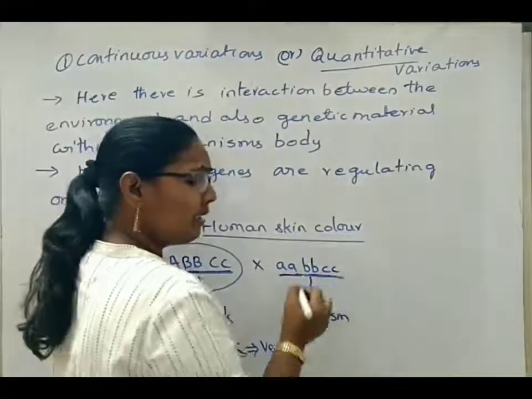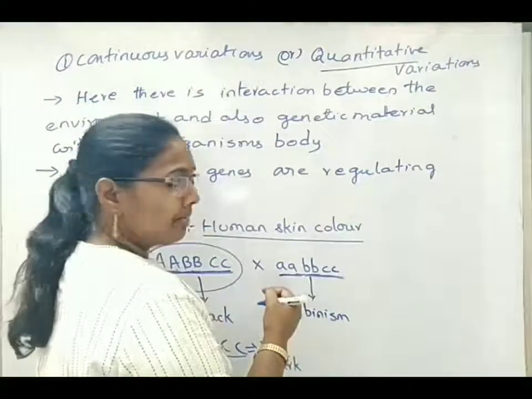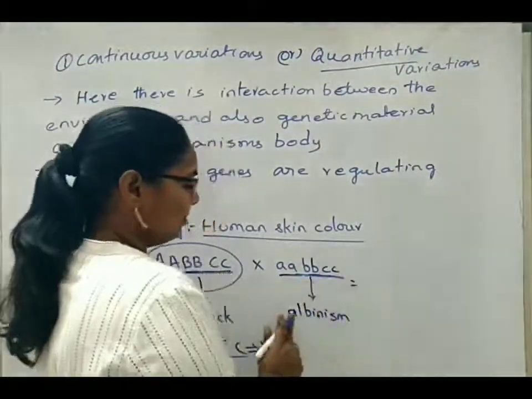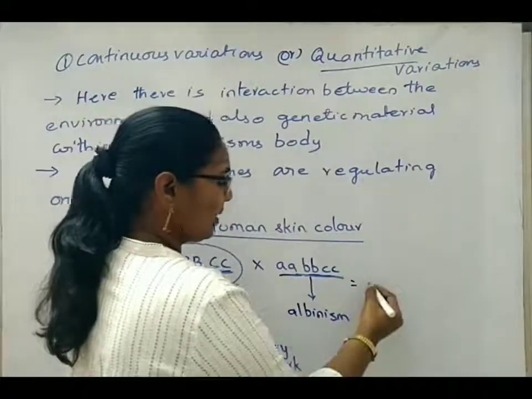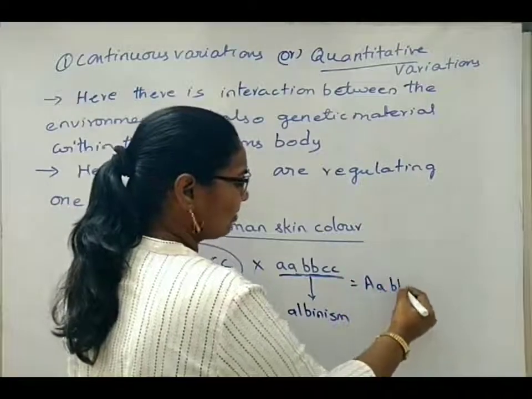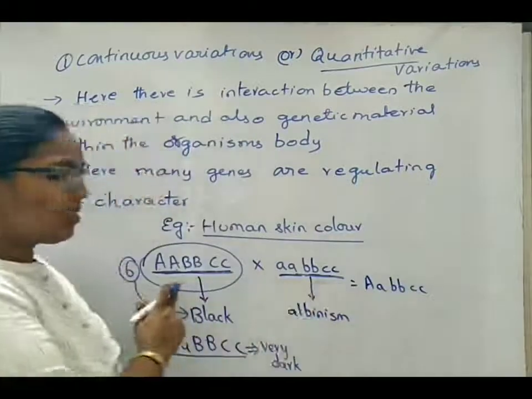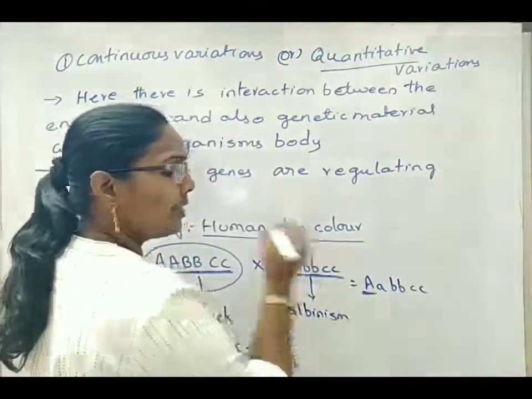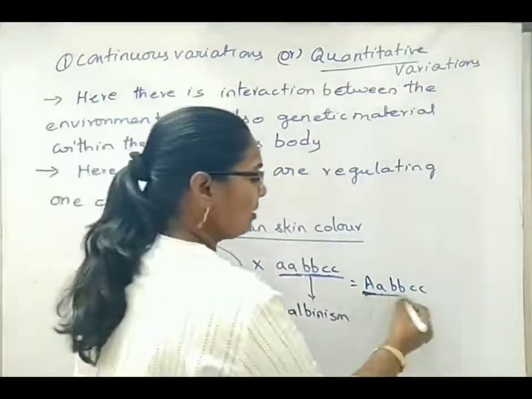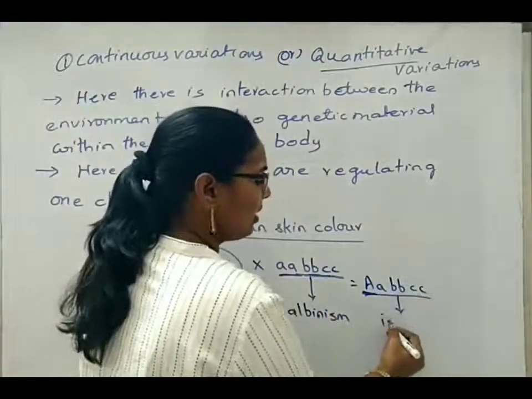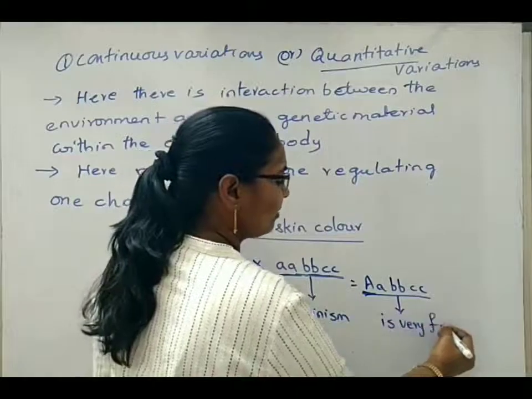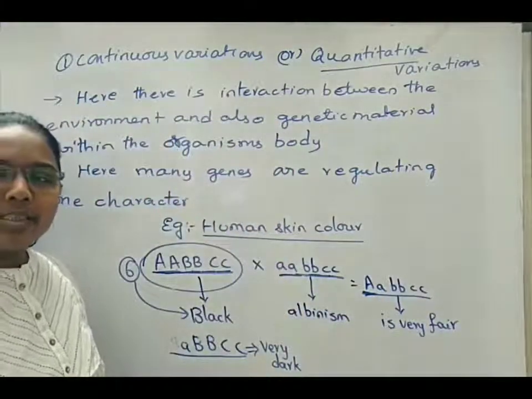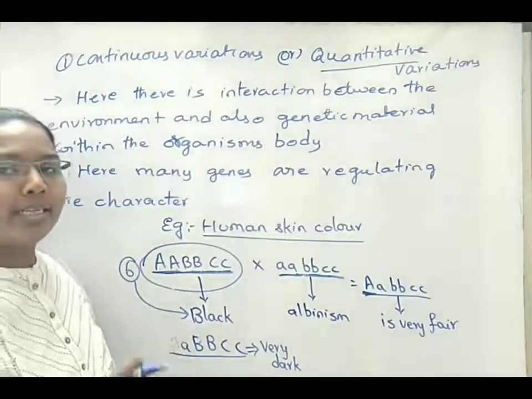Likewise, here also we will see another example. Here there are 6 different alleles and 3 pairs of genes. Now, his skin color is albinism. If I write like this, which are not getting expressed in presence of dominant one purely, but it has only one dominant allele. In such a condition, this person's skin color is very fair. So this is one best example to explain the continuous variation or quantitative variation.